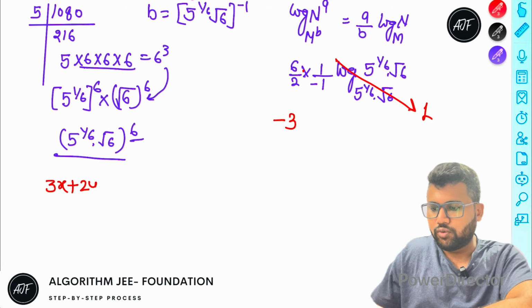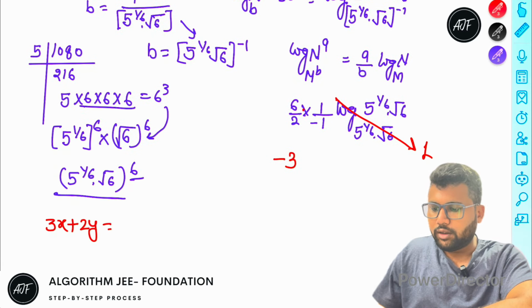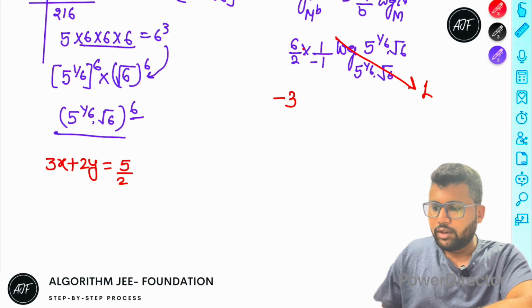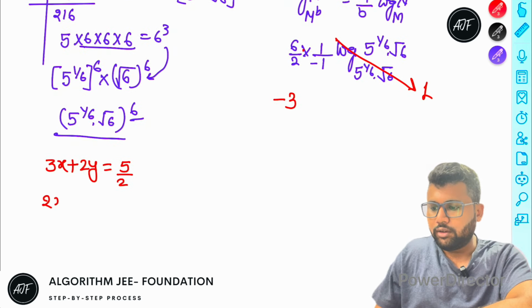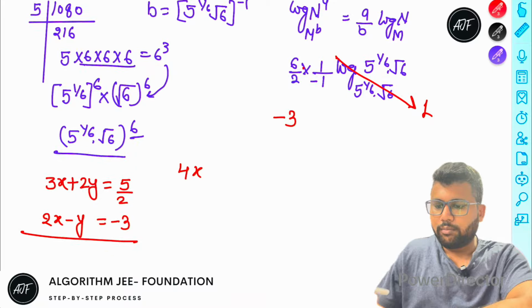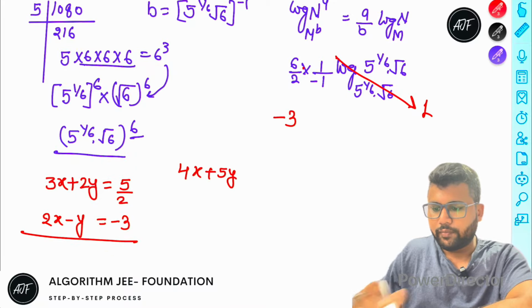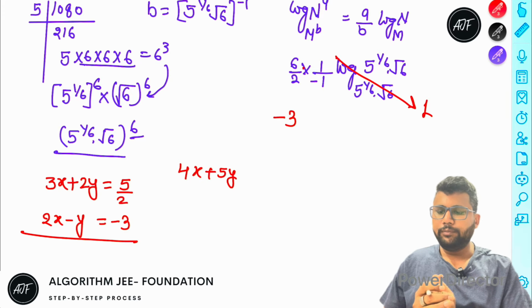3x plus 2y is equal to 5 by 2, and the second one is 2x minus y is equal to minus 3. And now he's asking for 4x plus 5y in this question. So after that, only a linear type of question remains.